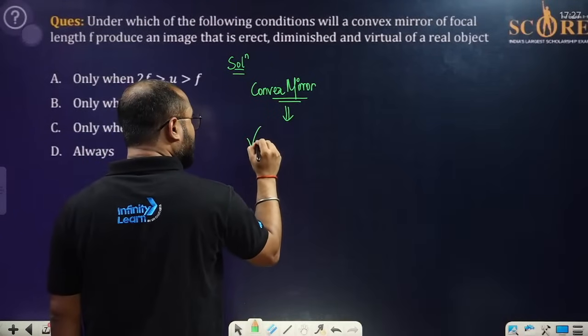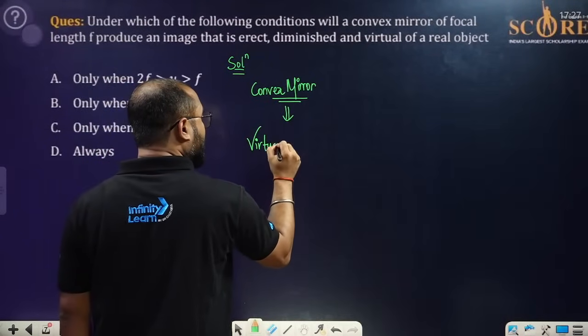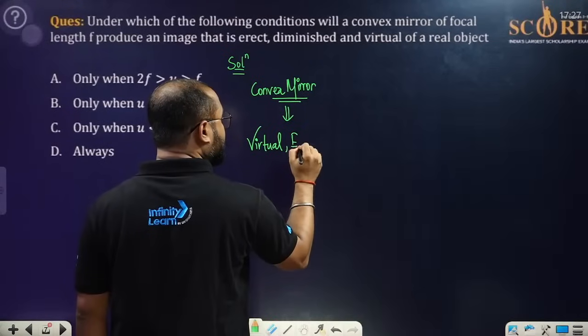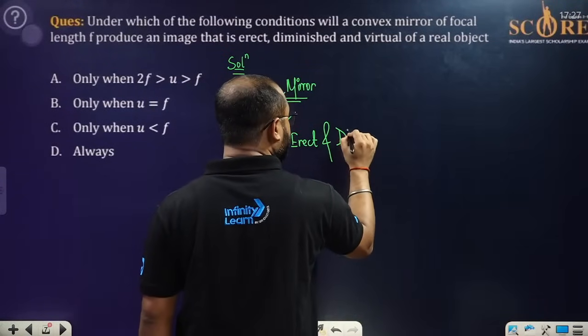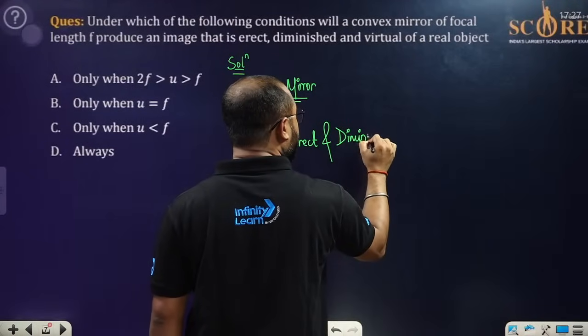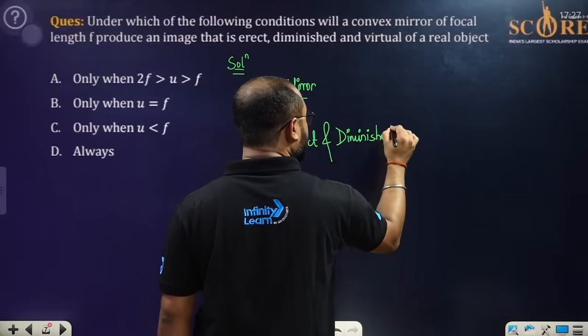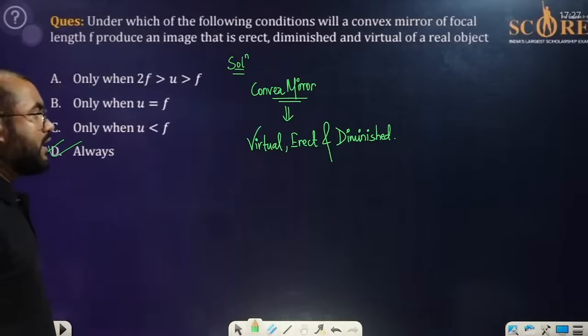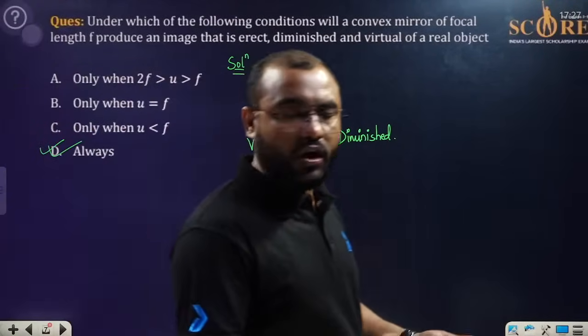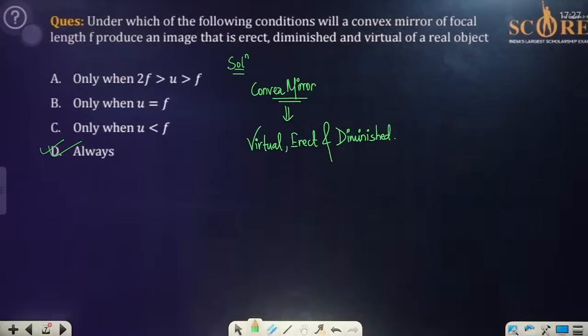That is virtual, erect and diminished image. Always make this image. Always. So in that particular case, that is P. Always. It doesn't matter the object is anywhere. The object can be anywhere, but it will be always making a virtual image only. Fine. I hope this much is clear to all.